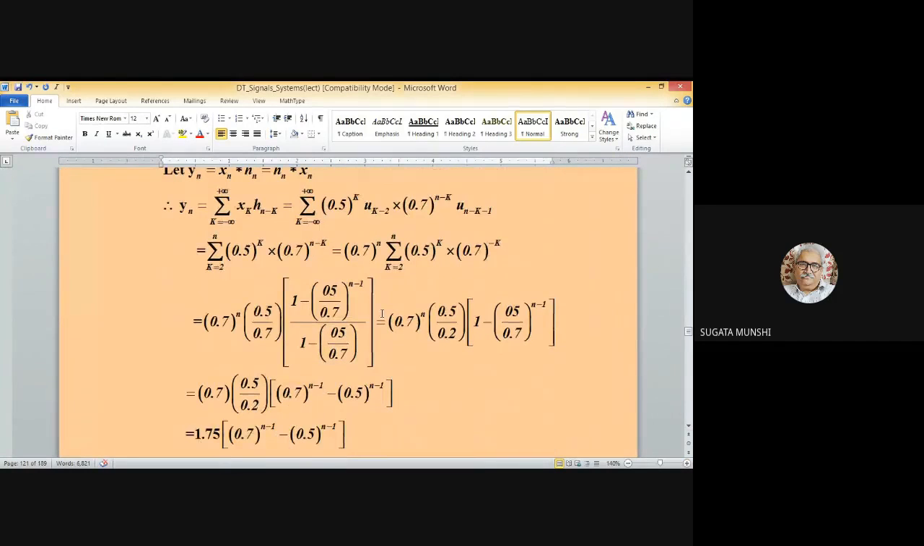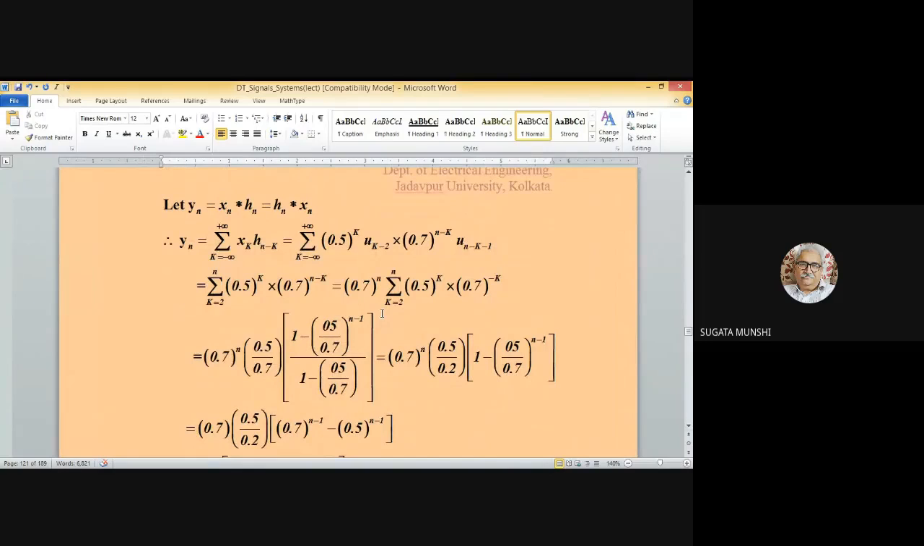So yn, I am representing the result of convolution of xn with hn. It's same as the convolution of hn with xn by yn. So I have started from the basic expression for the convolution sum here. I have substituted the expressions for xk and hn minus k. Just see.